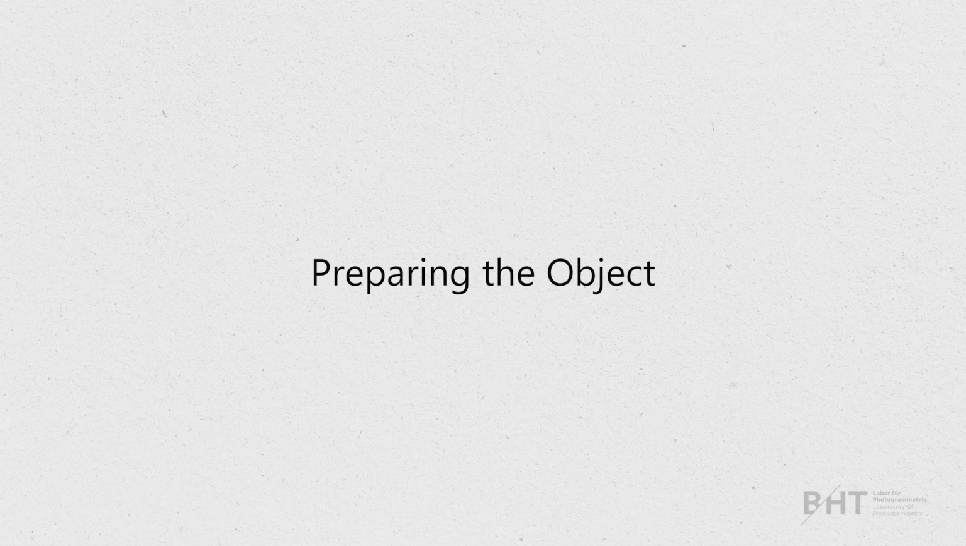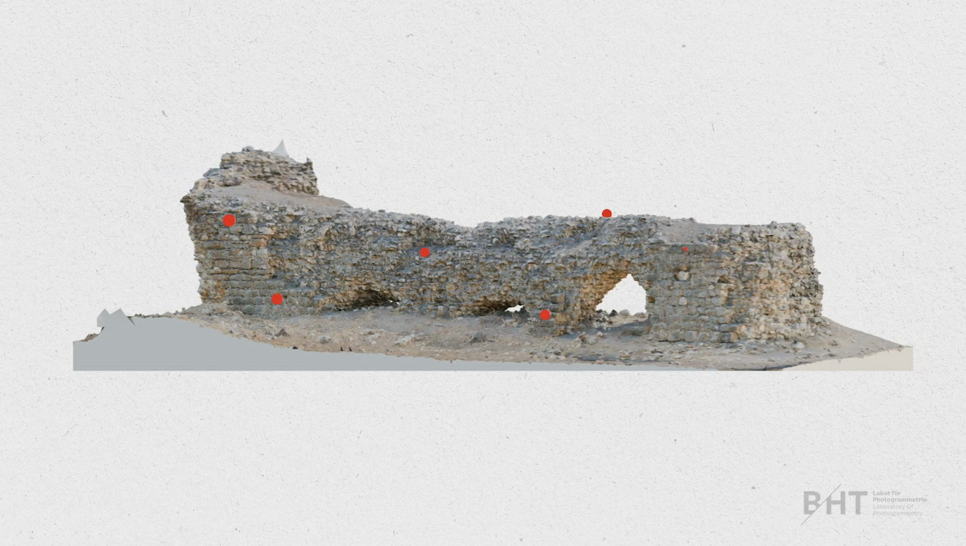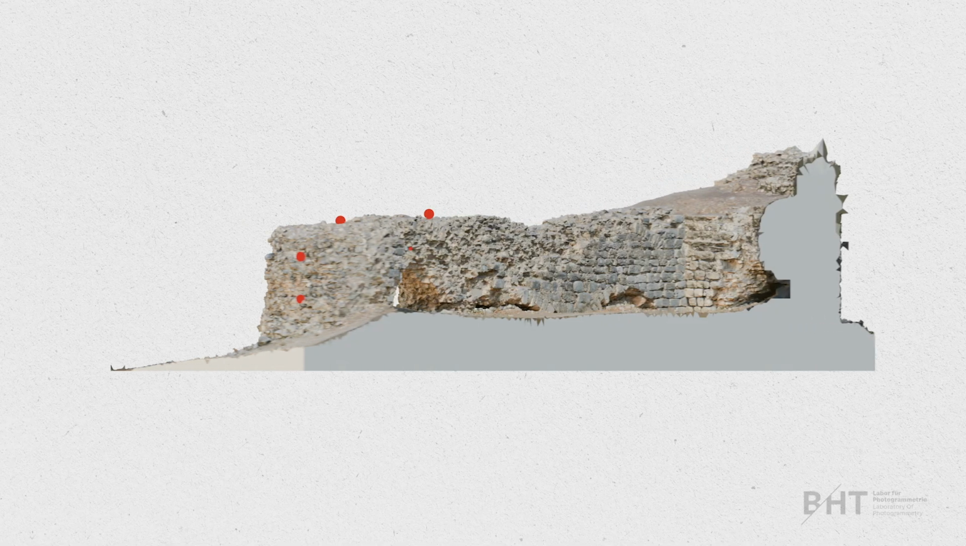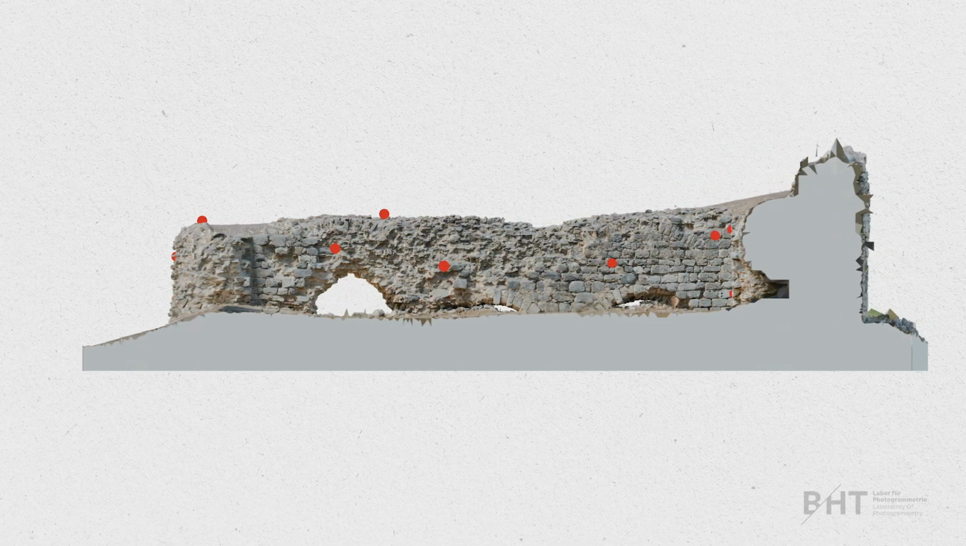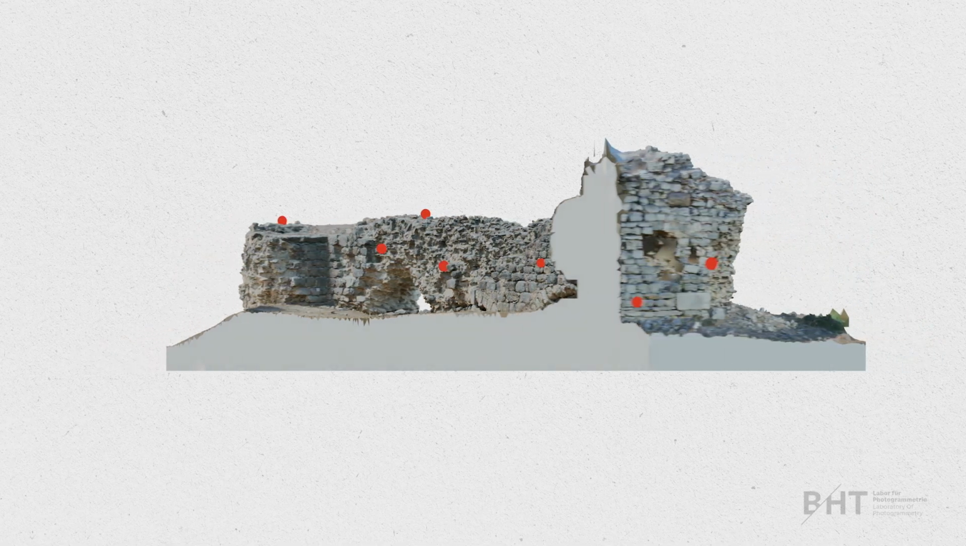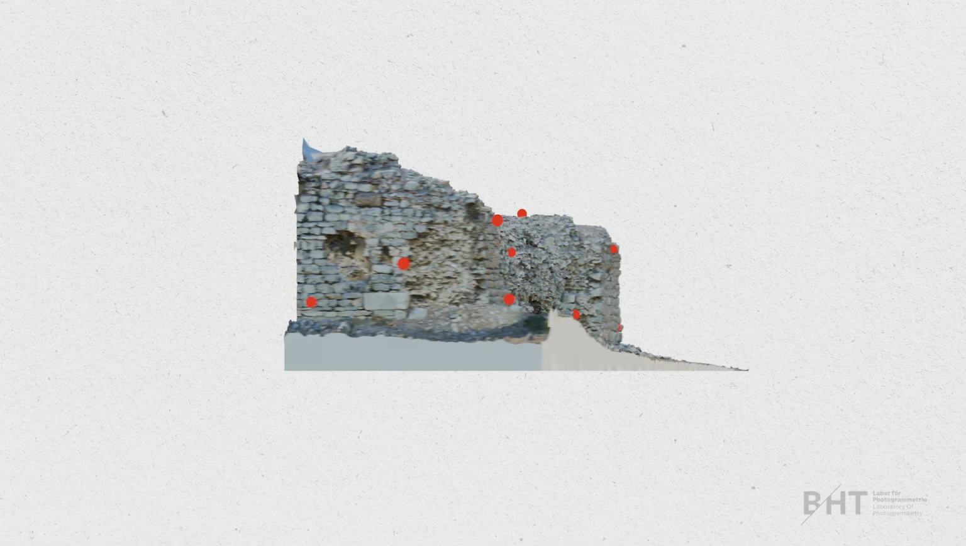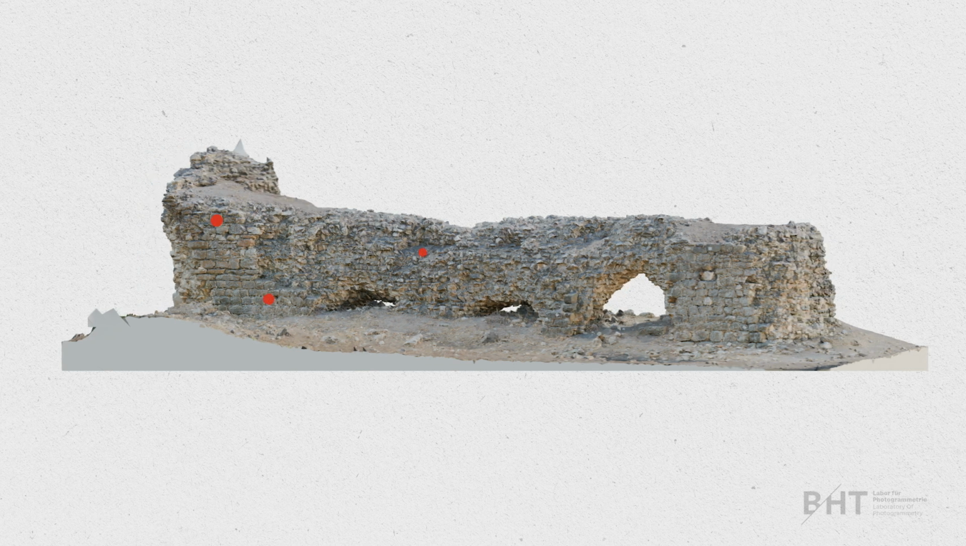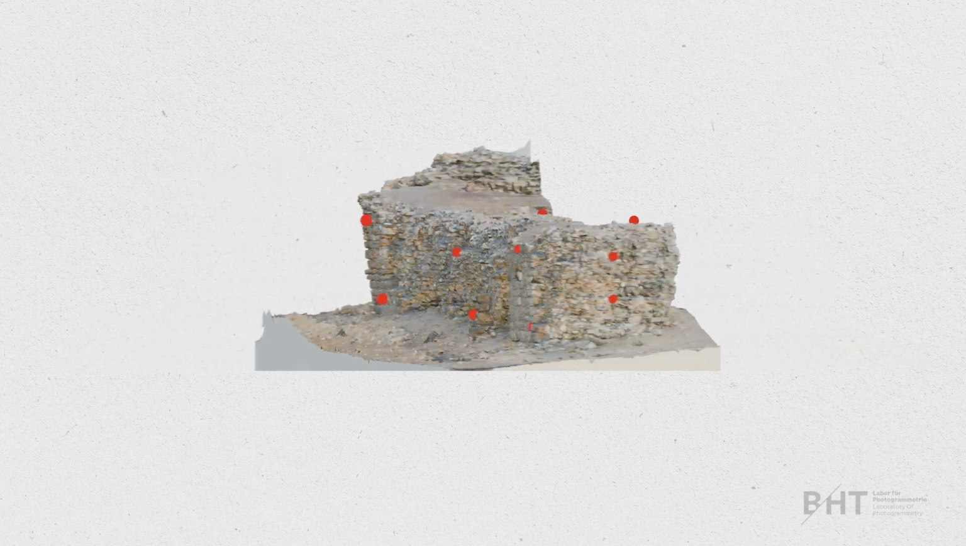Preparing the object. When we talk about preparing the object here, we do not necessarily mean cleaning or removing vegetation. We simply assume that this has already been done. We are primarily thinking of placing control points. But what are control points and what do we need them for?